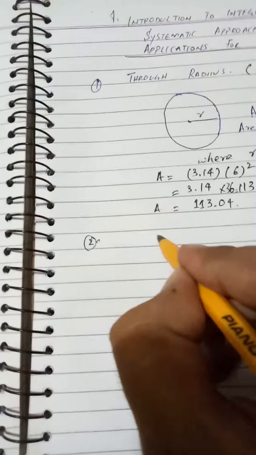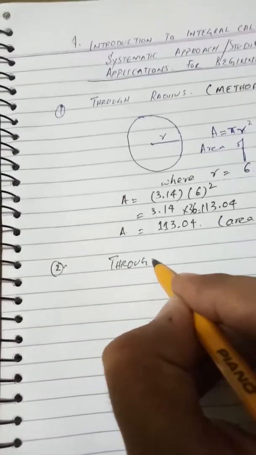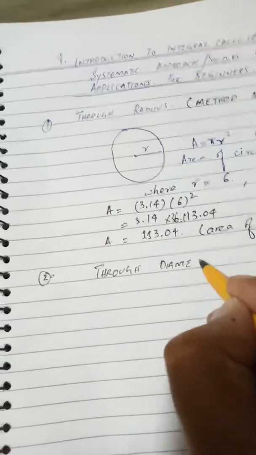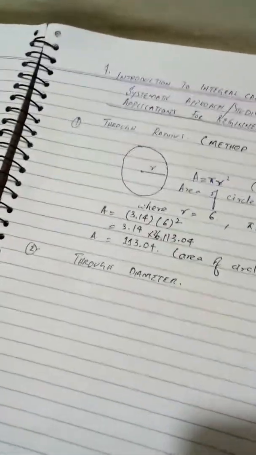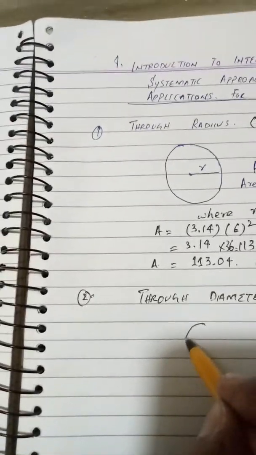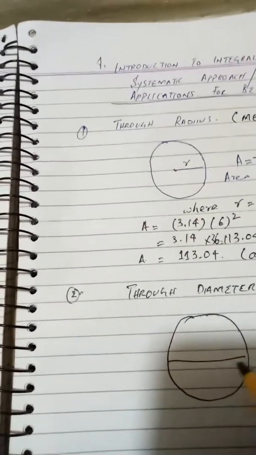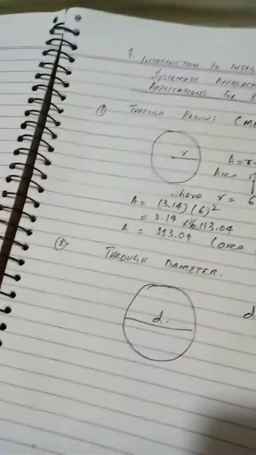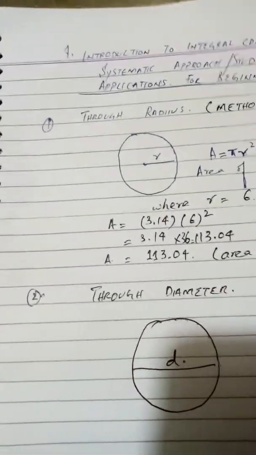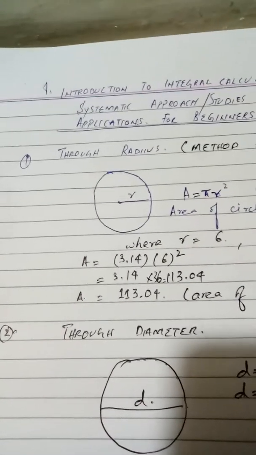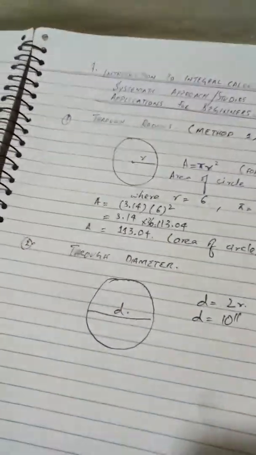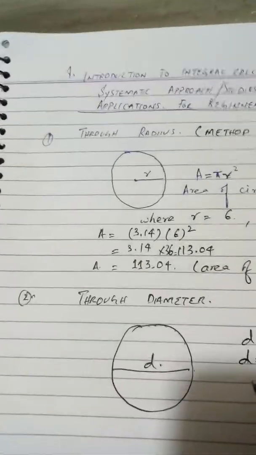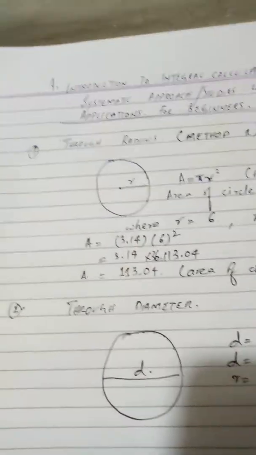And number 2, how we can calculate through diameter. Diameter over here is like this: the double of the radius is the diameter, so that is dia is 2r. So if it's in inches, that would be 10 inch. I just put it like this, for example. So radius would be 10 by 2, which is 5.